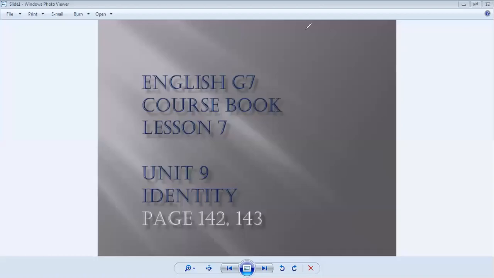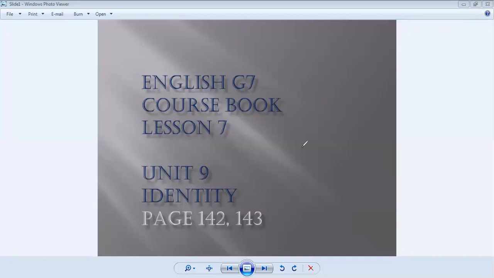Okay, today's lesson is lesson number 7 with our course book, page numbers 142 and 143. So please open the book to page 142 and 143. In this unit we're talking about identity.